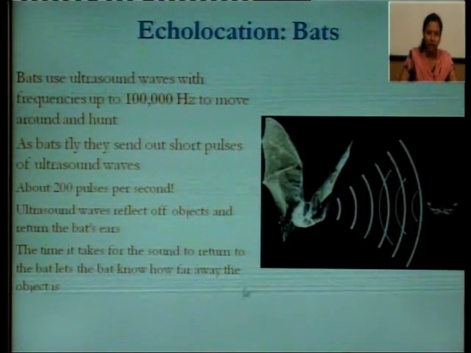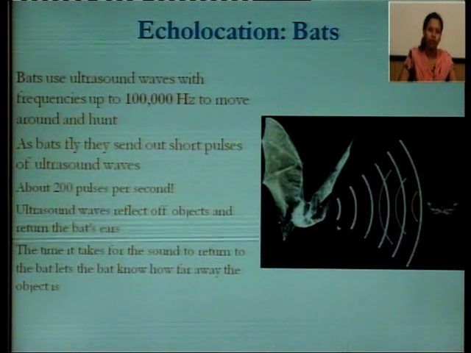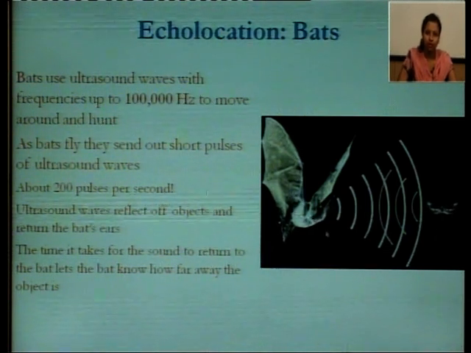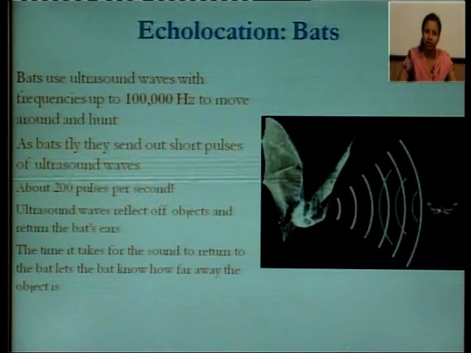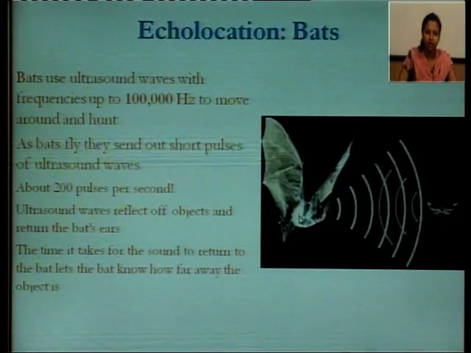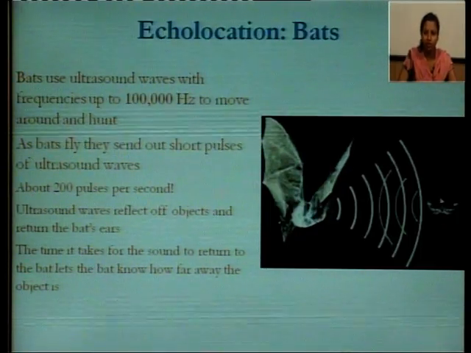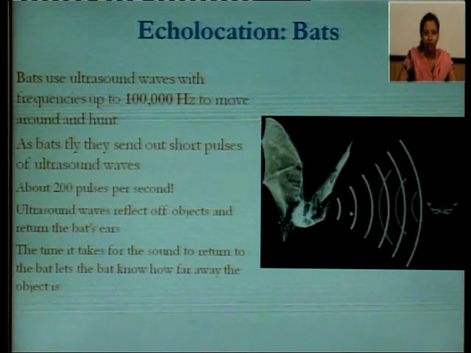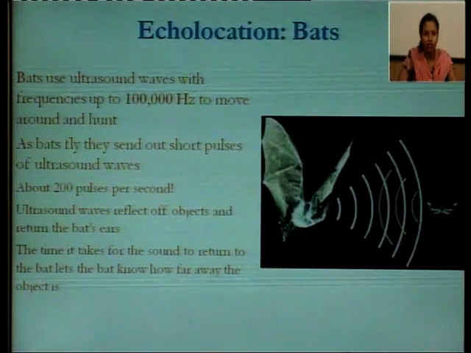object is. Depending upon the time taken by this reflected sound from the bat to the object and back to the bat, so this total time from A to B and B to A, from this time they can easily calculate how much distance there is between these two objects.